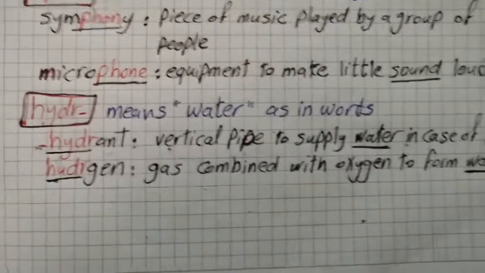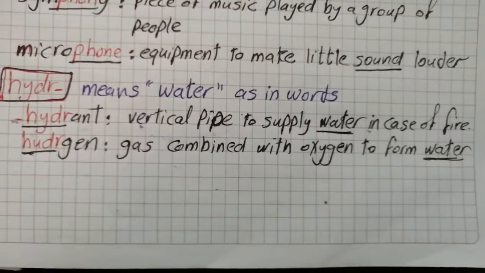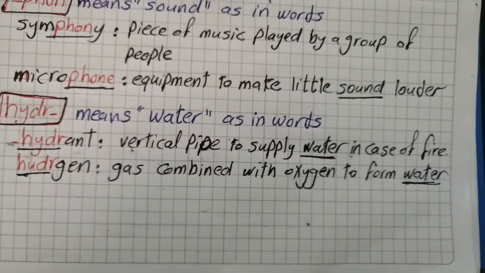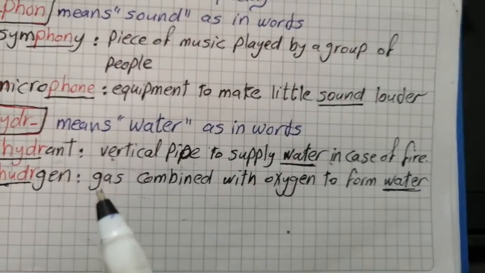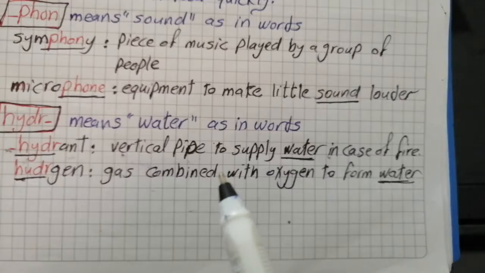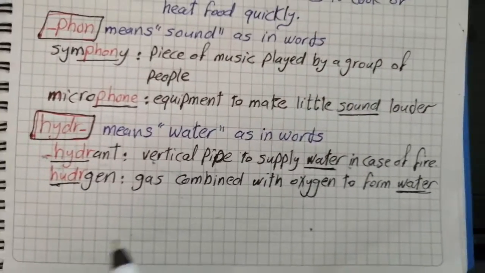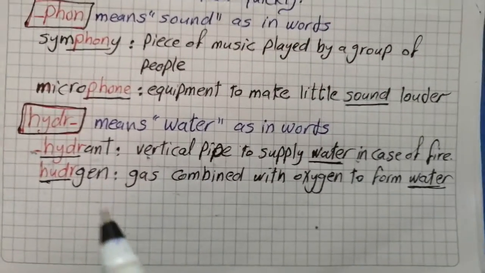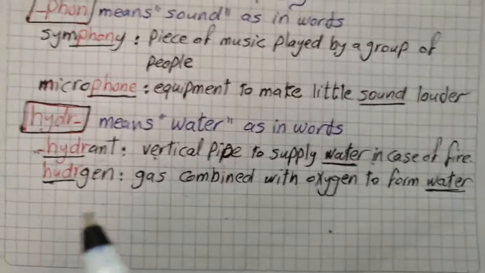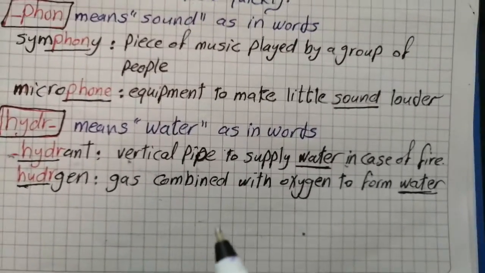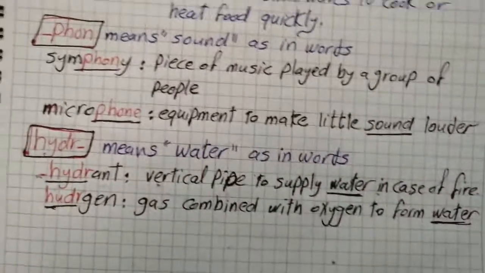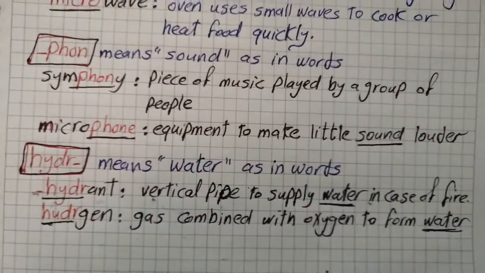Hydro, a Greek root which means water, as in the words hydrant or hydrogen. Hydrant is the vertical pipe to supply water in case of fire. You will find them in the street or in buildings. And hydrogen is the gas combined with oxygen to form water as well. So hydro here is a Greek root which means water.